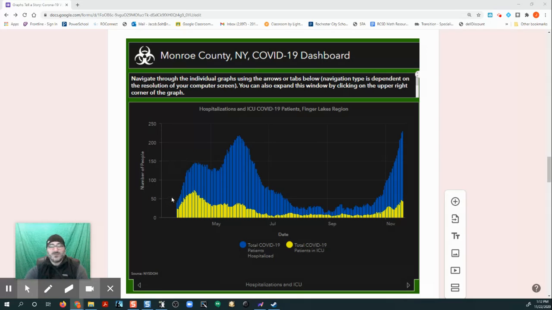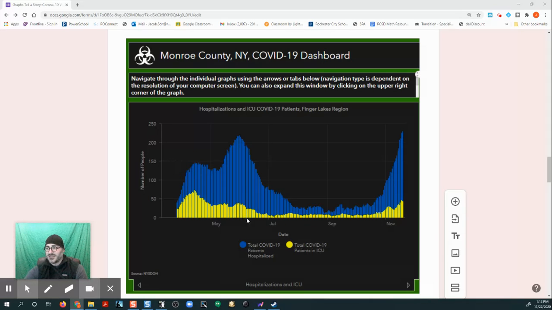I would tell a story that would go something like this. In April and May, we had about 25 to 50 people in the ICU. I'm trying to even all these little bars out in my head, visually. And we had about 100 people, maybe a little bit over 100, 125 people hospitalized due to COVID. All right, COVID-19 patients. And then in, let's see, May, June.